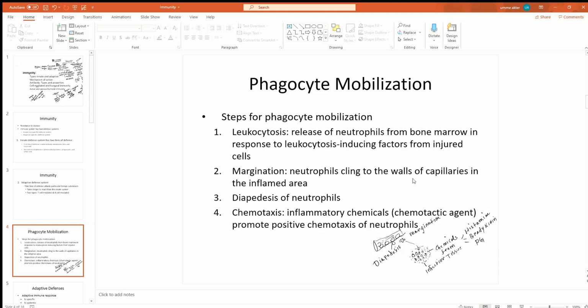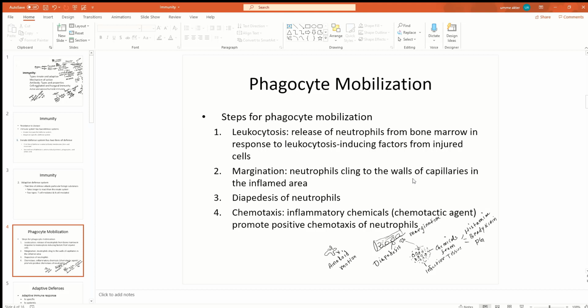They move like the movement of amoeba. Amoeba, a single cellular organism. Amoeba produces footstep extensions and moves from one place to another place, and that is called amoeboid motion. Motion like amoeba, amoeboid motion. Okay, so the white blood cells will move like that.